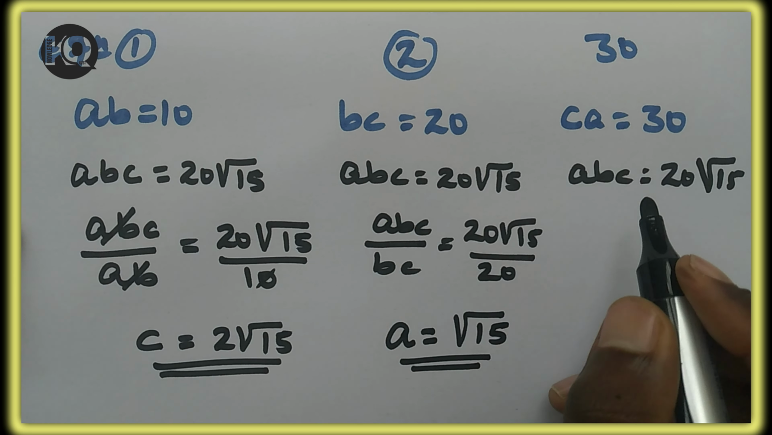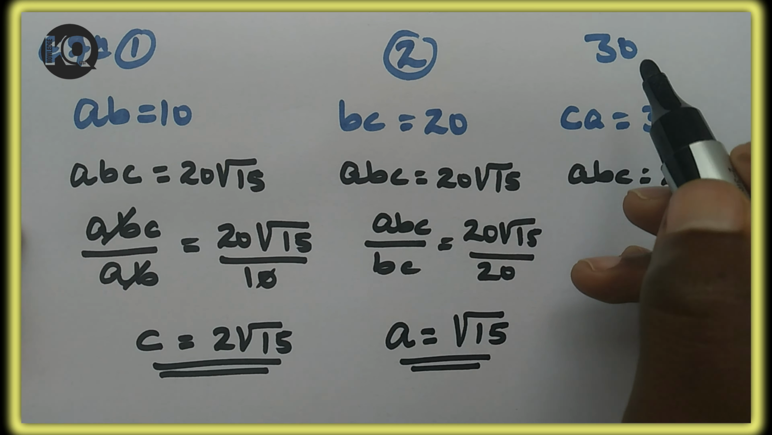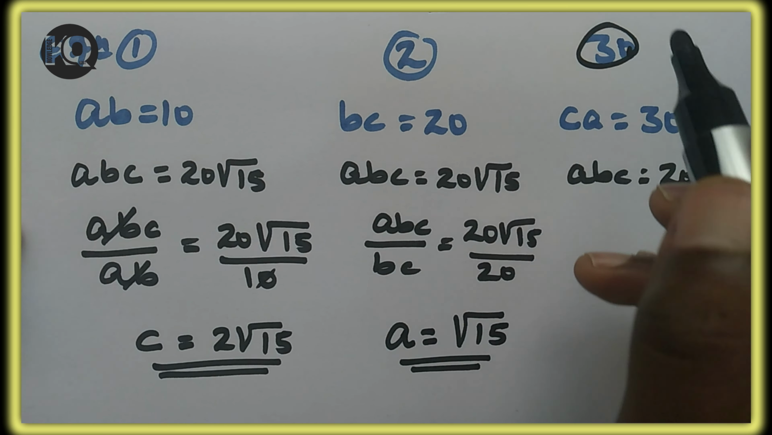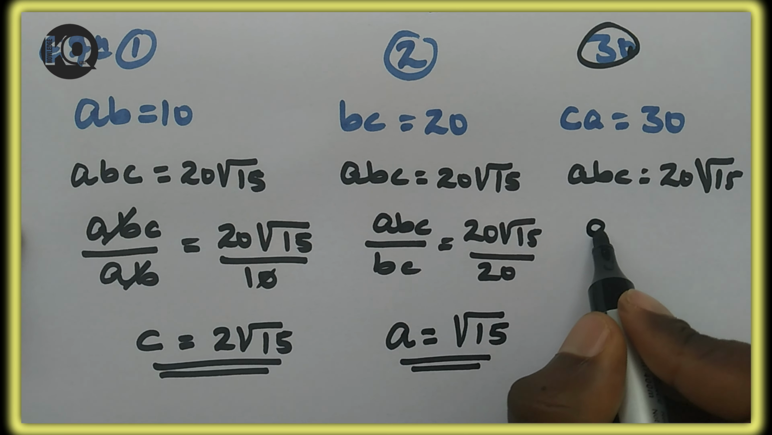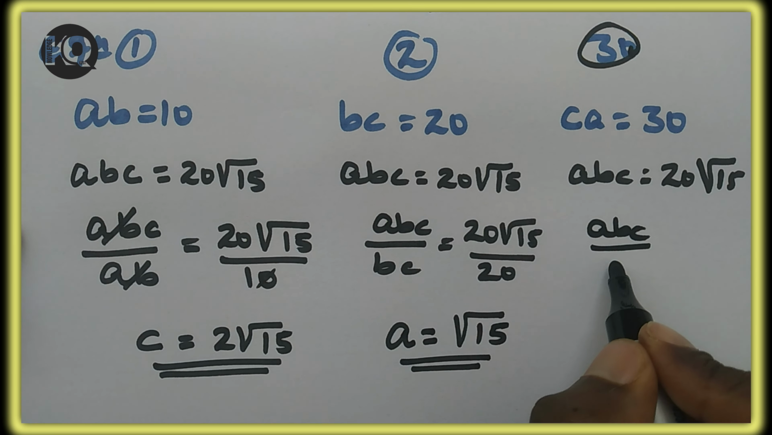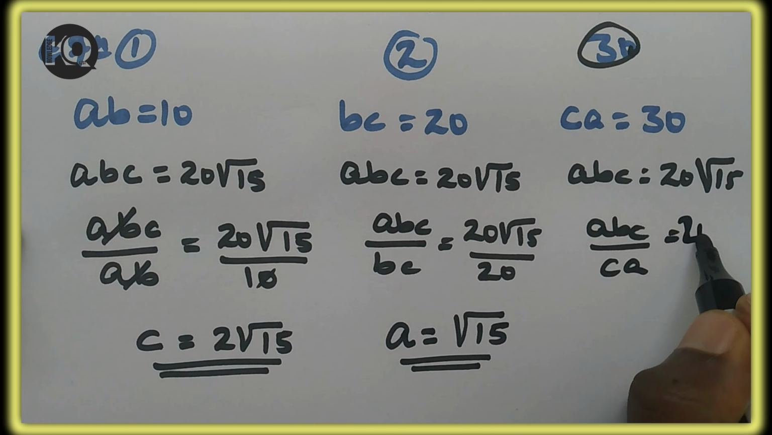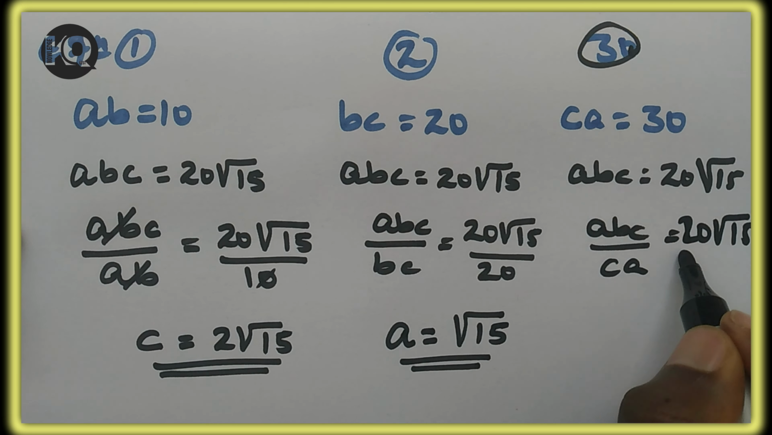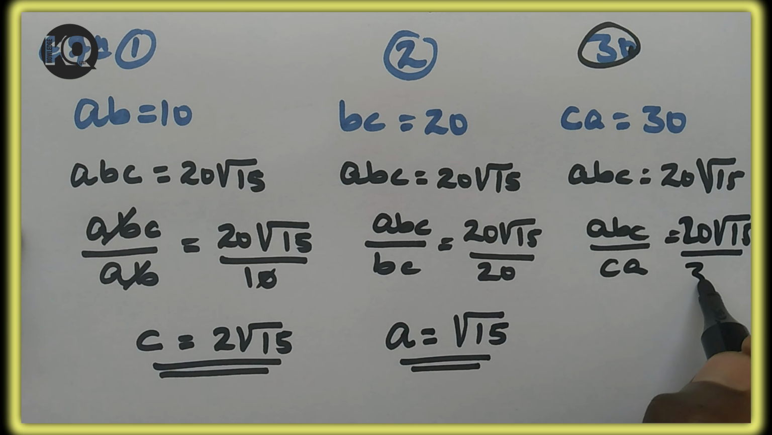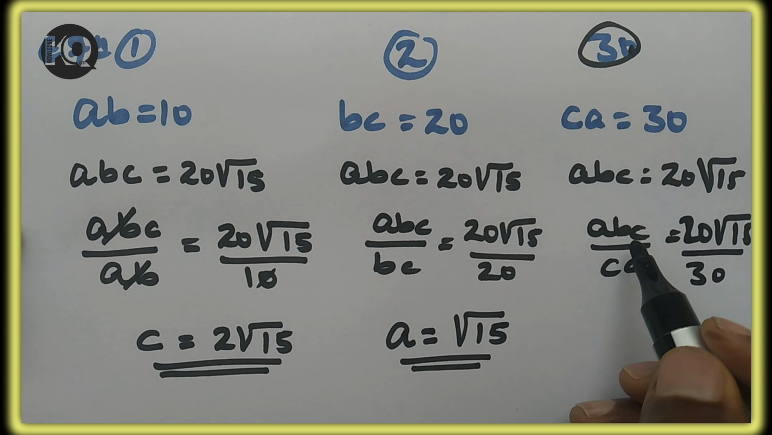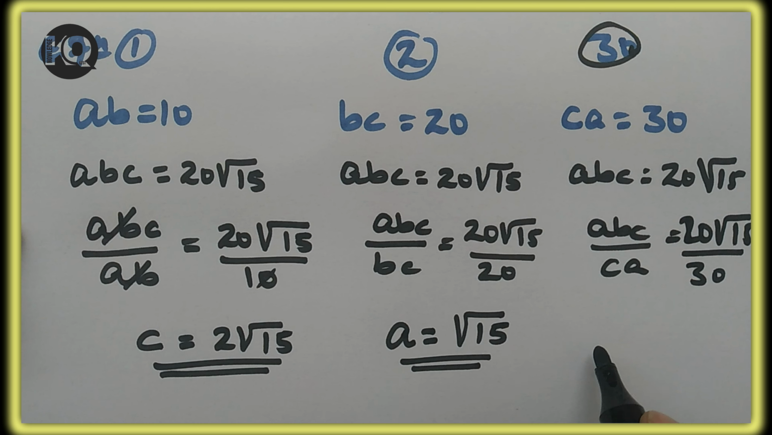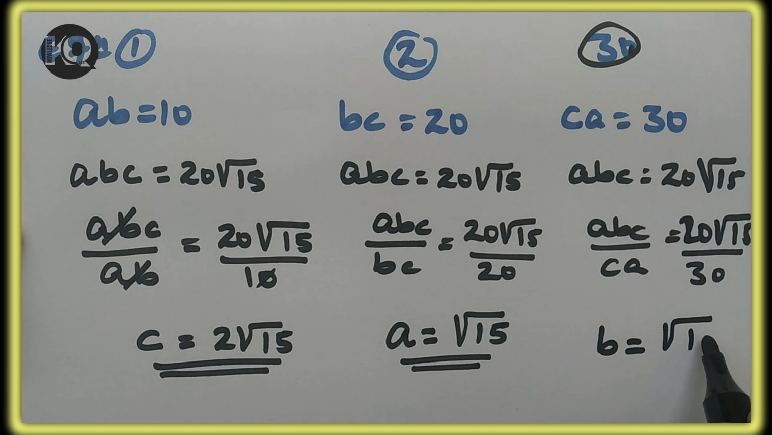And from equation 3 here, we have ABC and we have CA. So 20 times the square root of 15 divided by CA is 30. So CA will cancel and the remaining will be B, which is equal to the square root of 15 over 3.